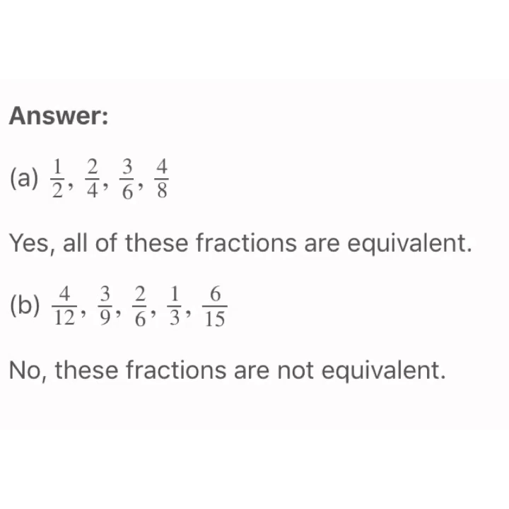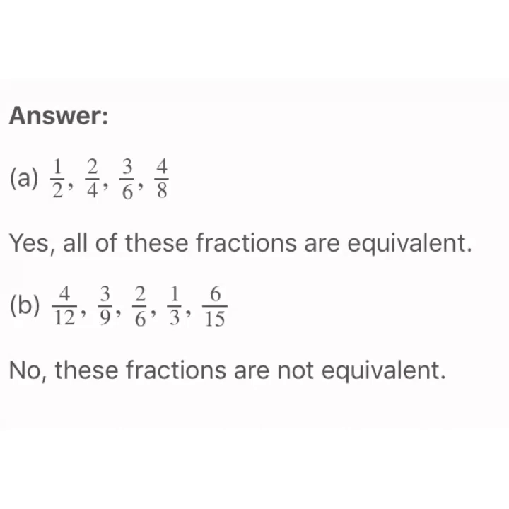Now the third one is divided into 6 equal parts and 3 parts are shaded, so 3 by 6, and again this is also equal to 1 by 2 and 2 by 4. Fourth one is divided into 8 equal parts and 4 parts are shaded, so it is 4 by 8, and it is also equal to 1 by 2, 2 by 4, 3 by 6. So all these fractions are equivalent.